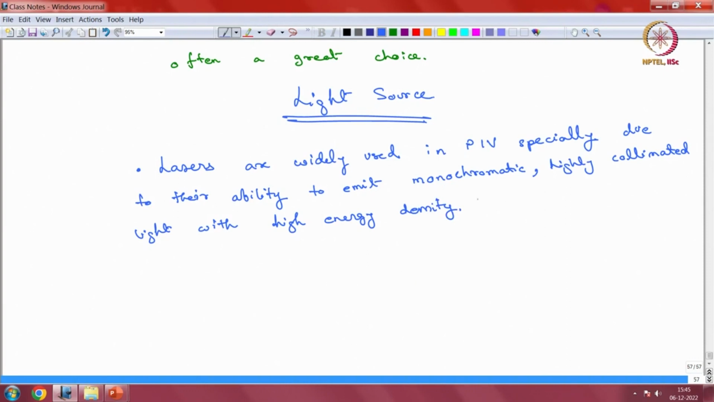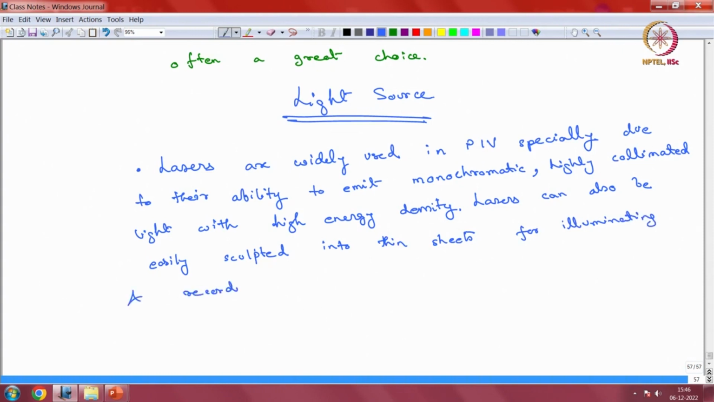And because of this nature, lasers can also be easily sculpted into thin sheets for illuminating and recording tracers with minimal chromatic aberrations.